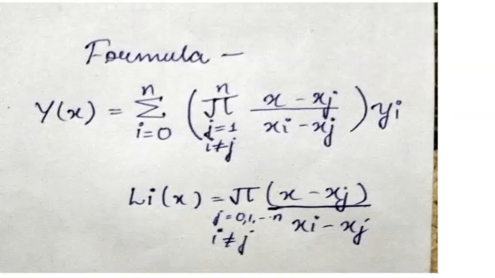Lagrange's interpolation is a way of finding the value of any function at any given point when the function is not given. We use other points on the function to get the value of the function at any required point.